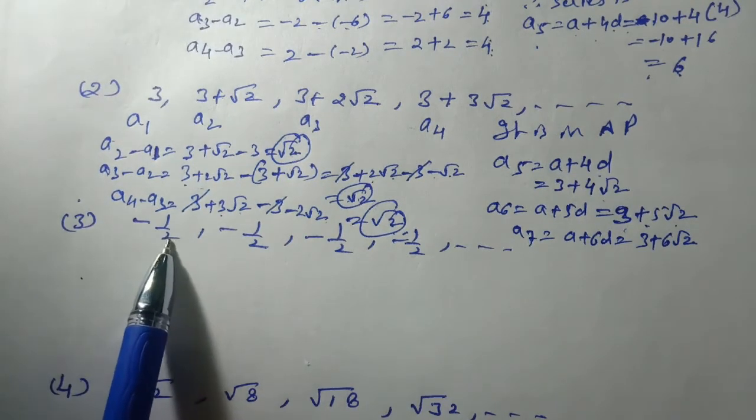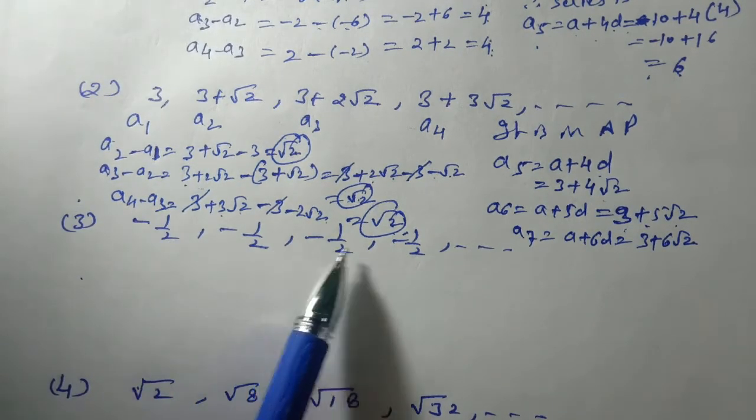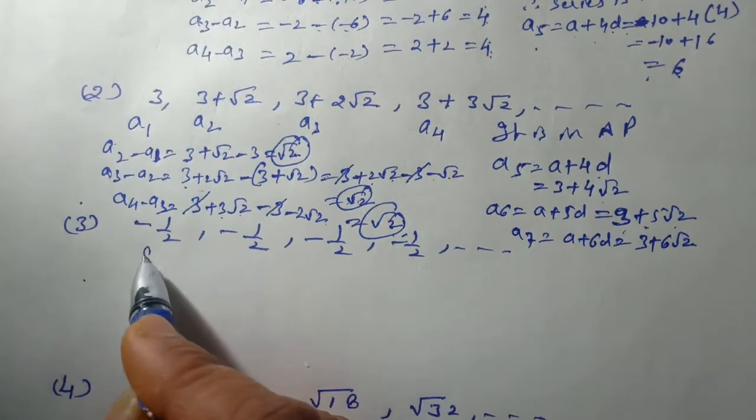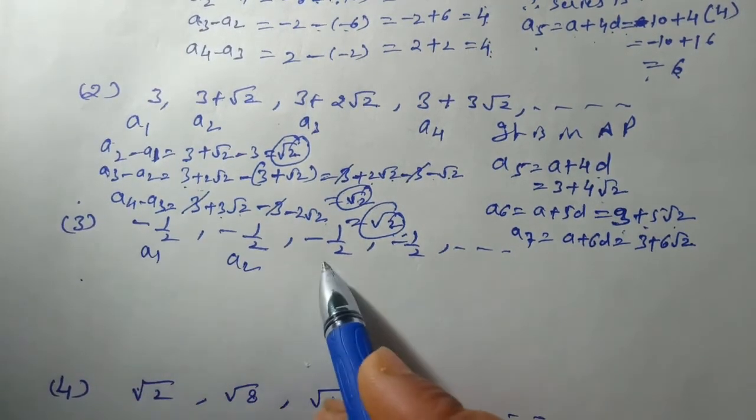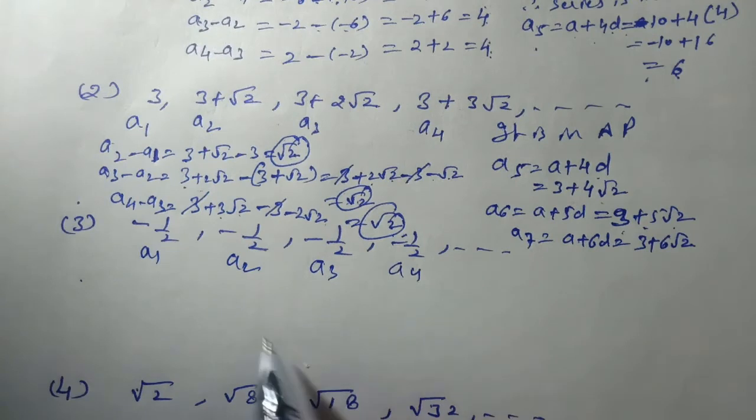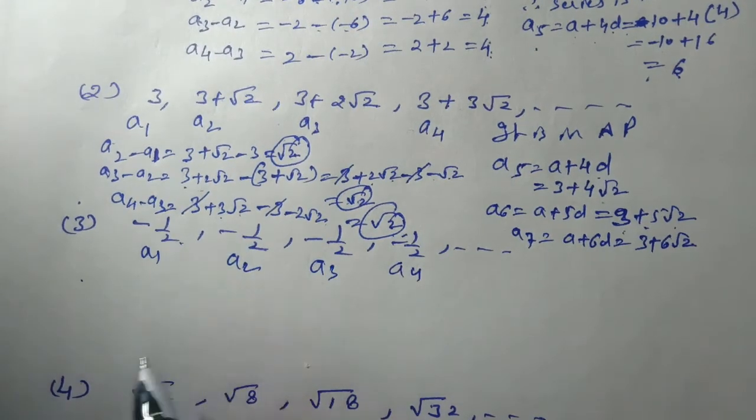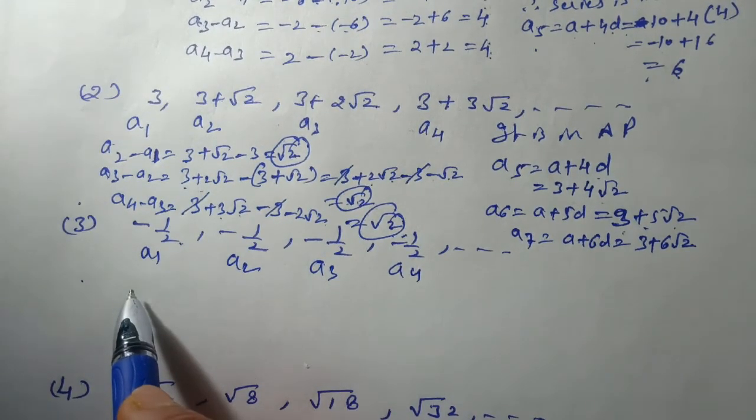Now let us come to the third part. We have all the terms as minus half, minus half, minus half and minus half. The first term is minus half, then the second term, third term and fourth term. If we subtract all of them, we get the same difference, that is 0.